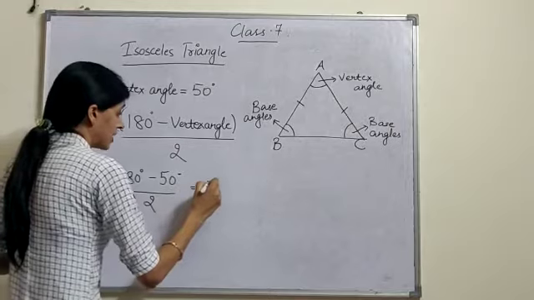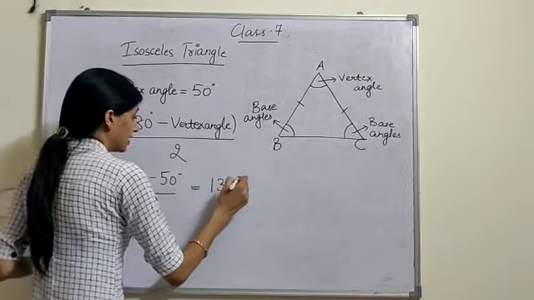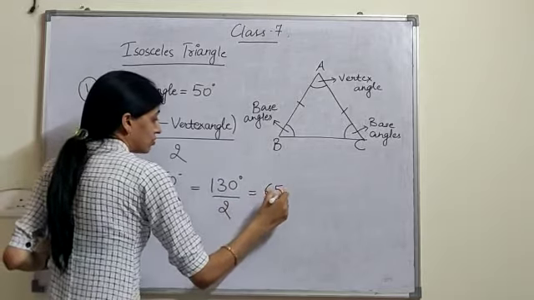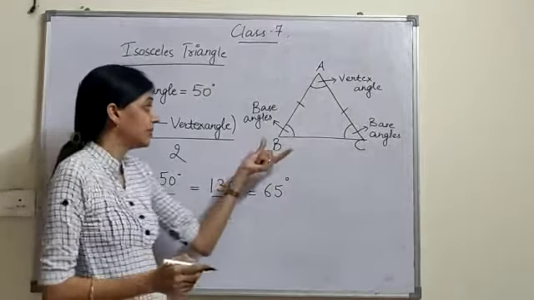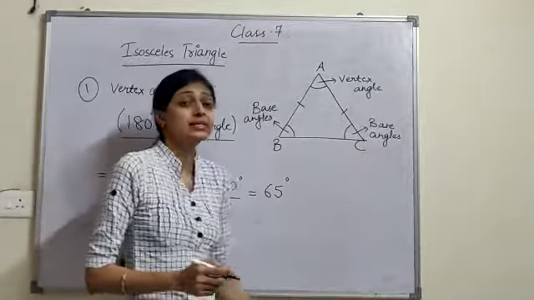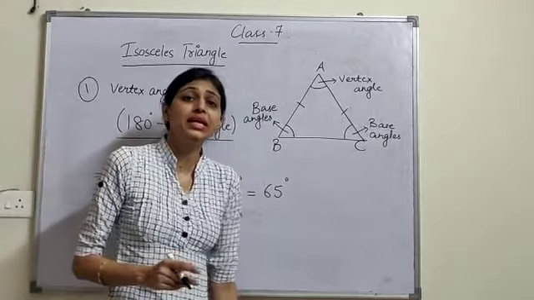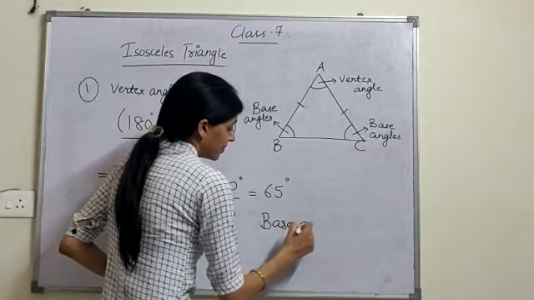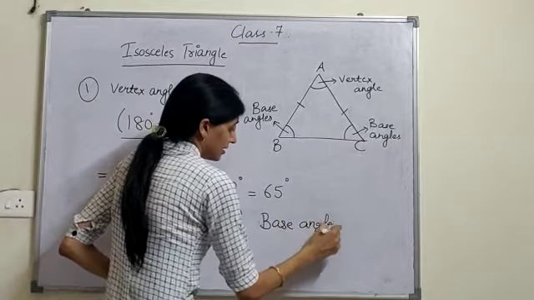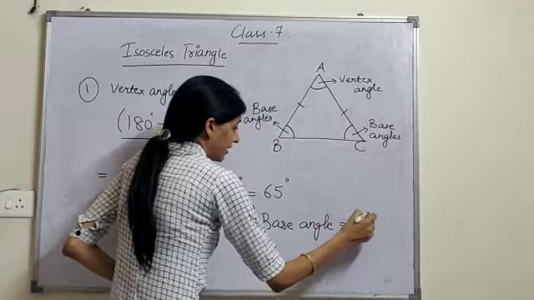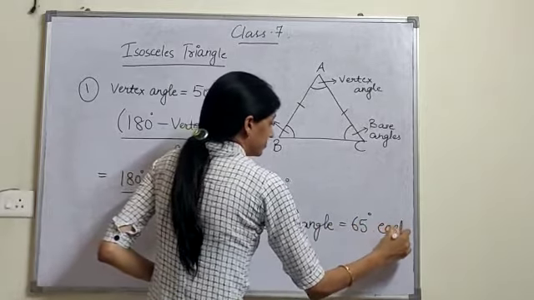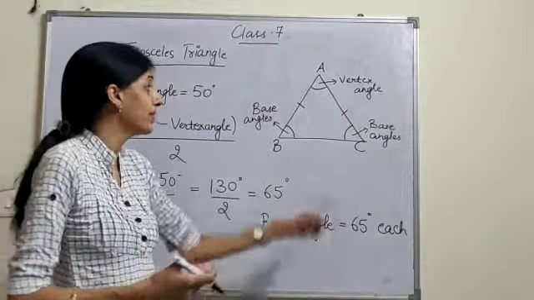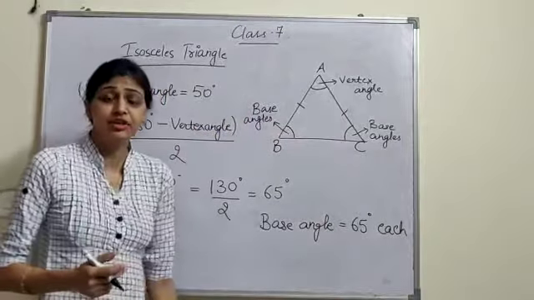What is 180 minus 50? 130 degrees divided by 2. This comes out to be 65 degrees. That means each base angle is 65 degrees. Right? In this way we can find out the base angle when the vertex angle is given to you.